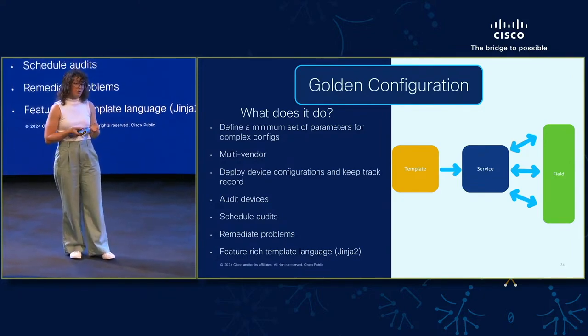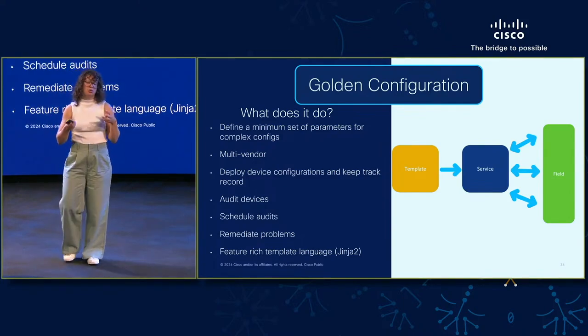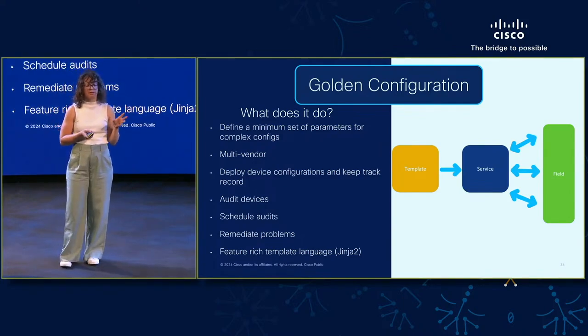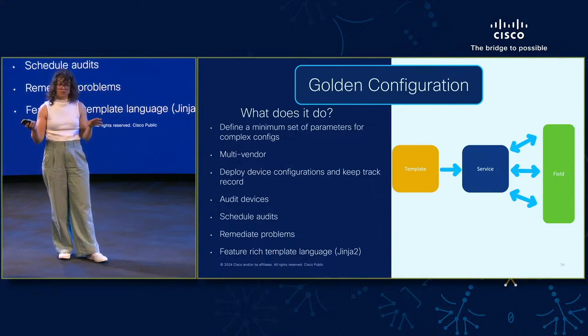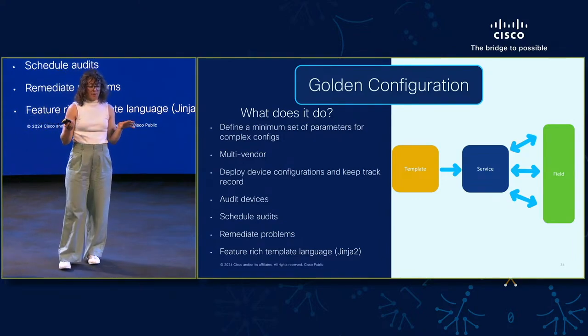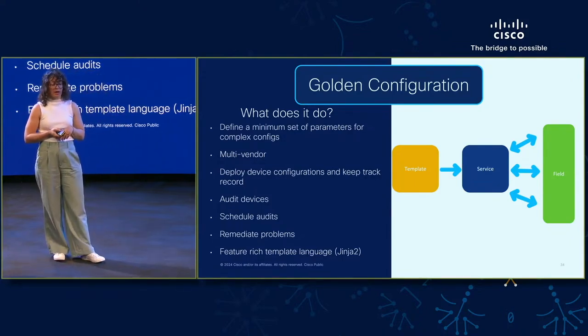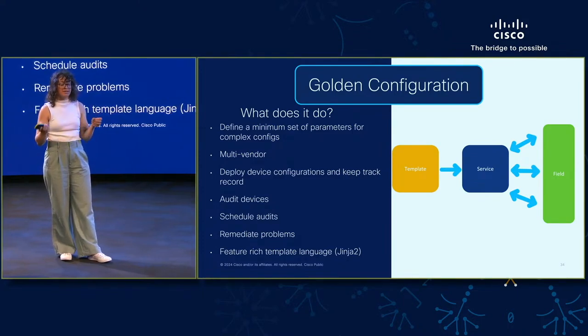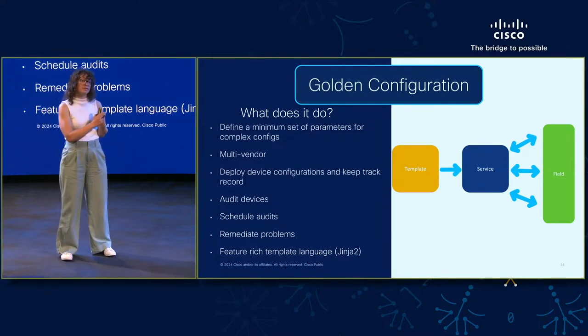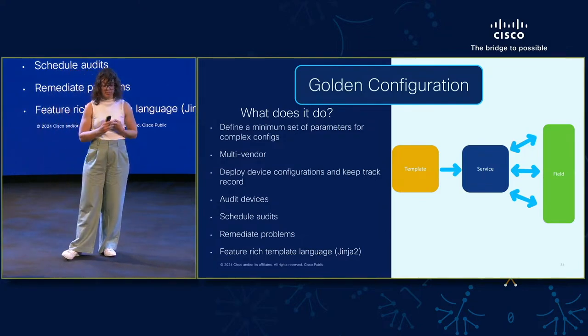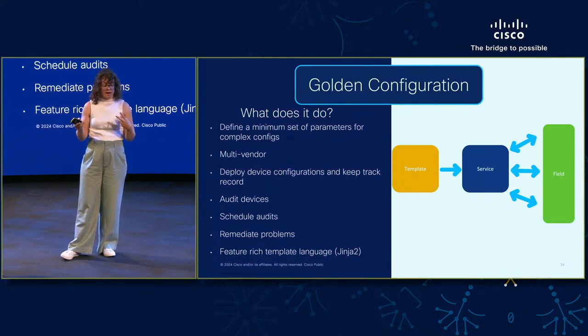The power of golden configuration is that you, as the user, are going to define a minimum set of parameters for what would otherwise be very complex configurations. Like all of the use cases, it's multi-vendor. And you're able to deploy device configurations and keep a track record of what you have deployed to your field. That's really the core functionality, but you can extend upon that by setting up device audits to make sure that what you are expecting in the field is still there. And if we find a problem with that, there are remediation options as well.